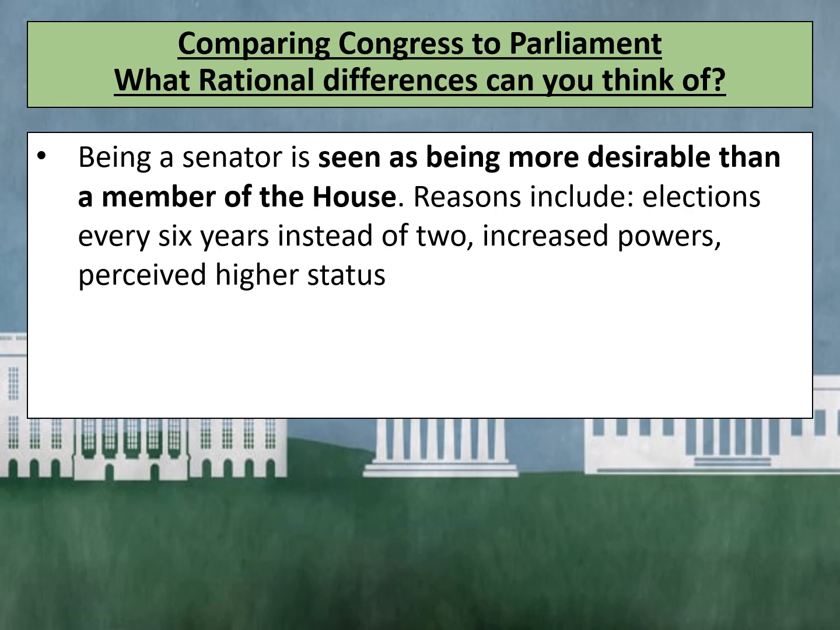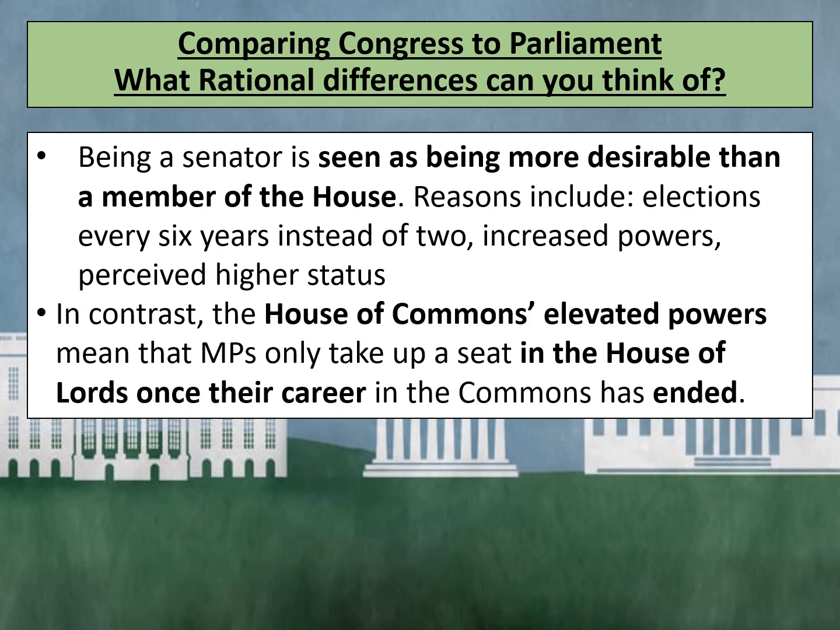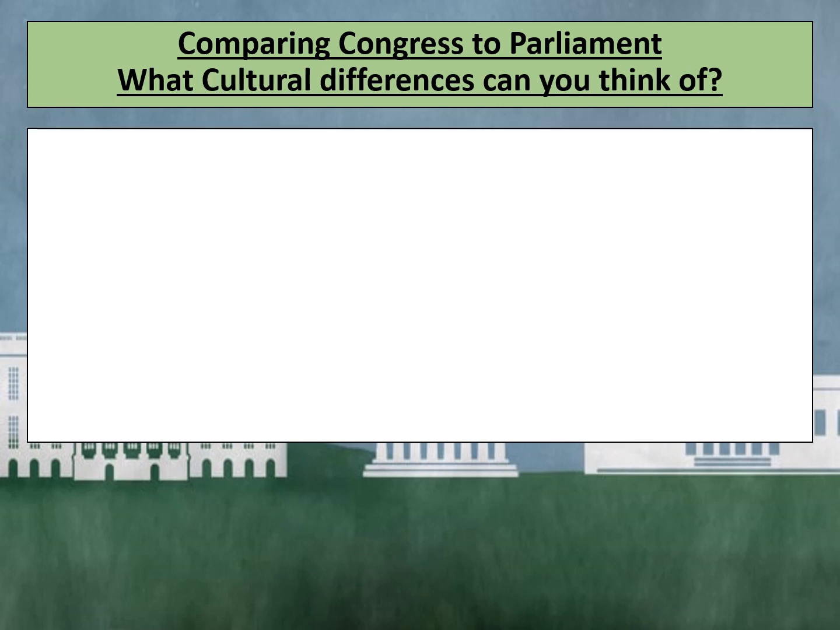Being a senator is seen as more desirable than being a member of the House of Representatives. Reasons for this include elections that happen every 6 years rather than 2, increased powers, and a perceived higher status. In contrast, the House of Commons' elevated powers mean that MPs can only take up a seat in the House of Lords once their career in the House of Commons has ended. So whilst one is more prestigious than the other, you have to do one in order to get the latter.